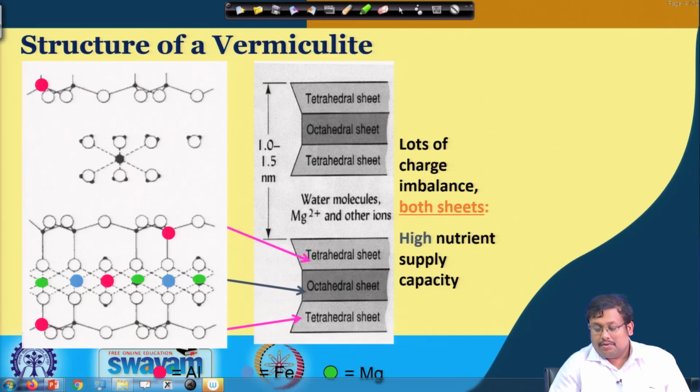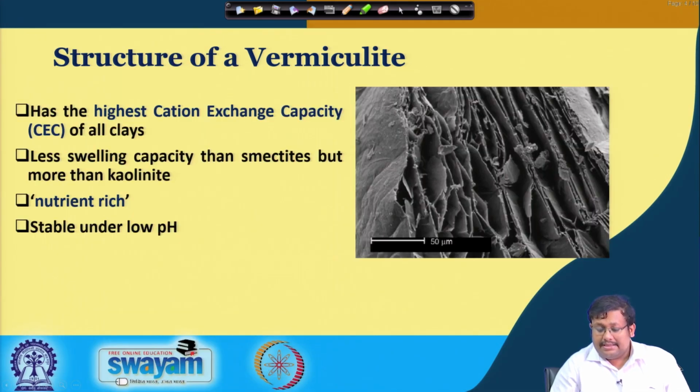So, if we move ahead and see the electron microscopic view of vermiculite, this is the electron microscope view of vermiculite. It has the highest cation exchange capacity because of the huge amount of substitution going on in the tetrahedral sheet as well as in the octahedral sheet. It has less swelling capacity than smectite, but more than kaolinite, and it is nutrient rich. Why it is nutrient rich we have already discussed, and it is stable under low pH conditions.